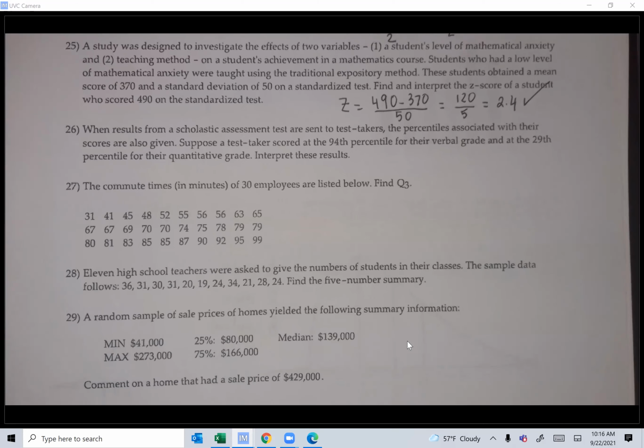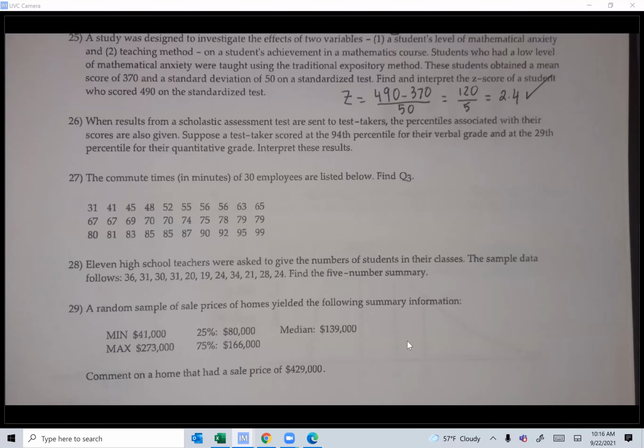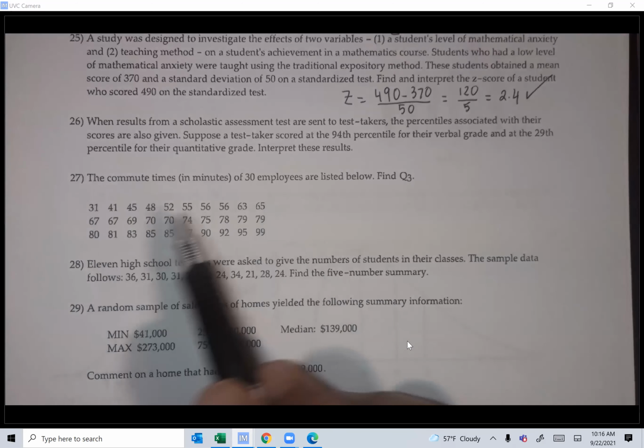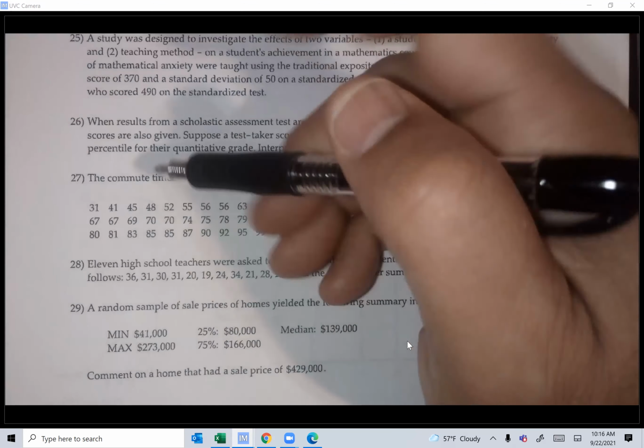27. The commute time in minutes of 30 employees are listed below. Find Q3. Okay, Q3. I'm going to try to do this by hand, guys, because the numbers are arranged in order. So I have 30. My median will be between the 15th and 16th. So that's 10, 11, 12, 13, 14, 15, 16. That's my median right here.